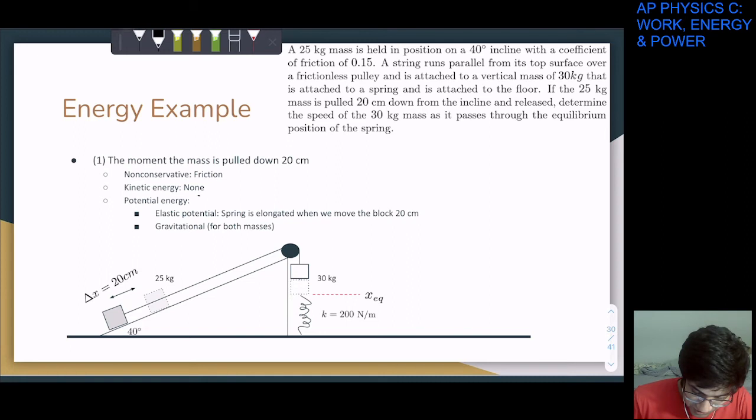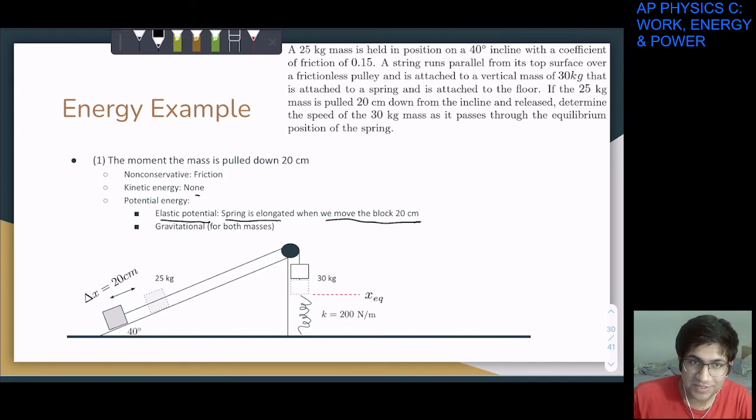The kinetic energy, is there kinetic energy? Not really, because we pull it down and we release it, right? When we pull it down, there's no kinetic energy. When we release it, it goes to the next position, and then we have kinetic energy. We have things that are moving. Potential energy, yes, there are two types. We have gravity and we have our spring providing our elastic potential. So what is our elastic potential? Well, the spring is elongated when we move the block 20 centimeters.